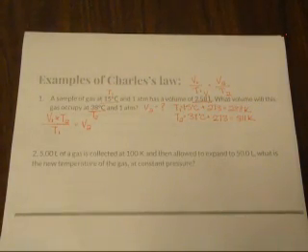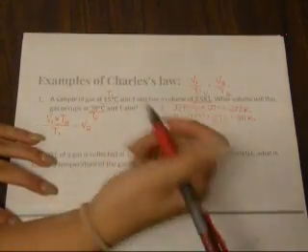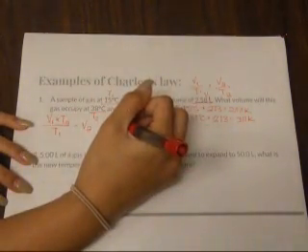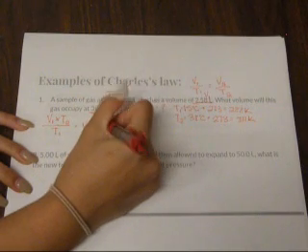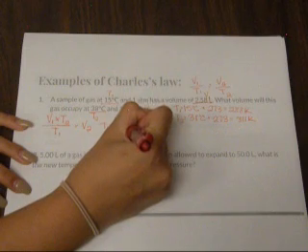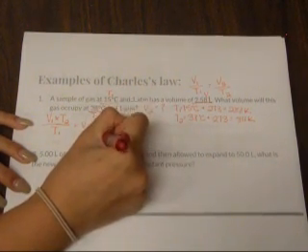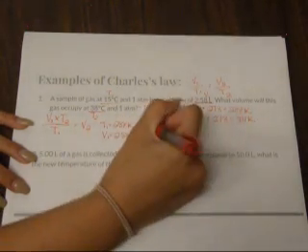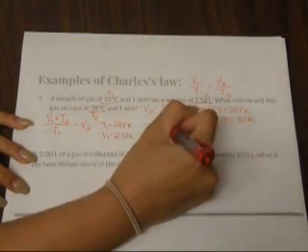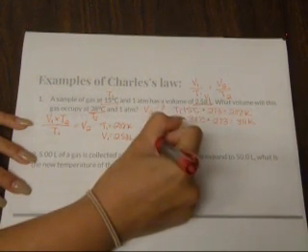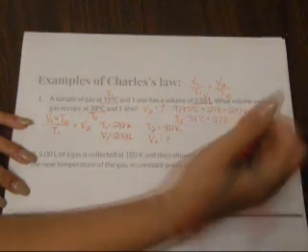Now, we will plug in our values to find V2. Next, we are going to write down our values. So T1 will equal 288 K. V1 will equal 2.58 liters. T2 will equal 311 K. And V2 is what we are finding.